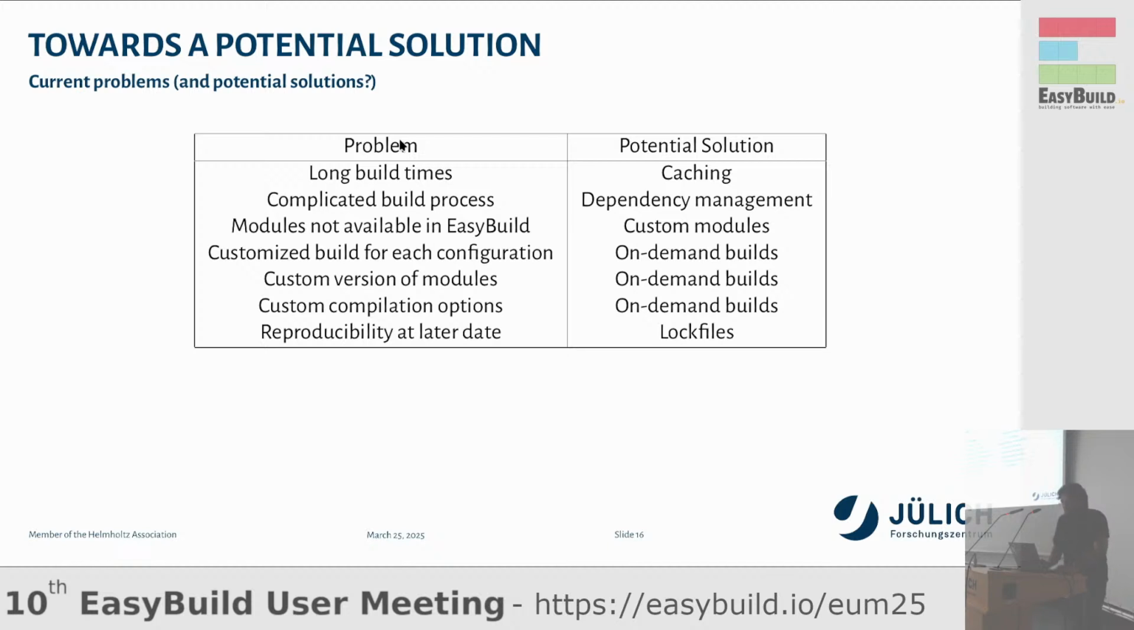So the reasons were long build times for some of their dependencies, which can probably be solved by caching, in general, or already built dependencies in specific. They had very complicated build processes, and so this is a more difficult part where you want to bring them to dependency management. They had modules which are not available in EasyBuild, so it depends, because this is much more restricted.